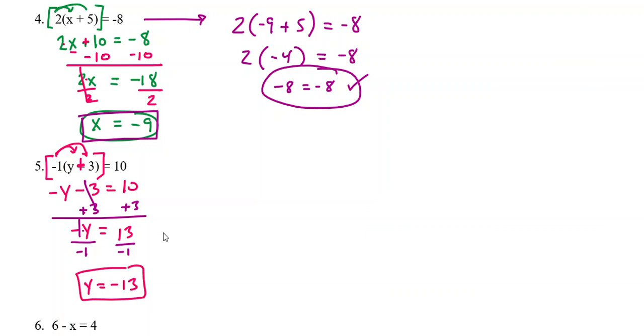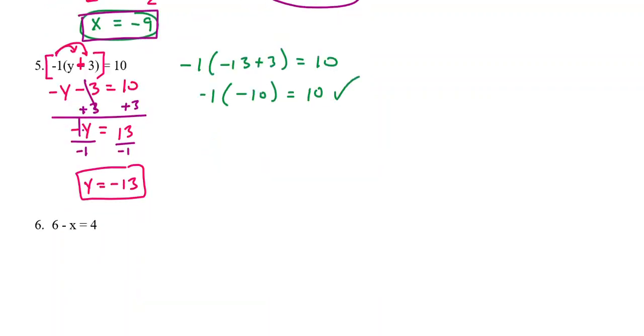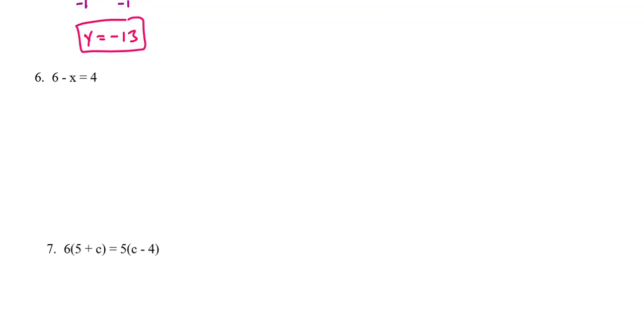I think that's the answer, but let's check. Negative 1 times the quantity negative 13 plus 3 equals 10. Well, negative 13 plus 3 is negative 10. Multiply negative 1 times negative 10 and you do get 10, and so we are happy with that answer. Let's do 2 more. So we'll do these fairly quickly. So hit pause and try this yourself. See what you can do with these problems.